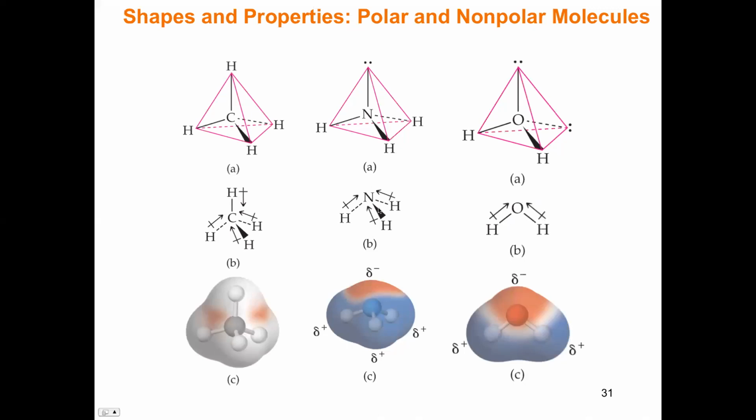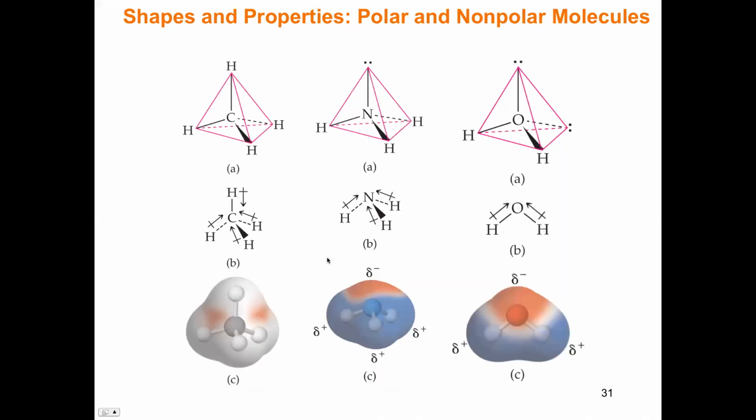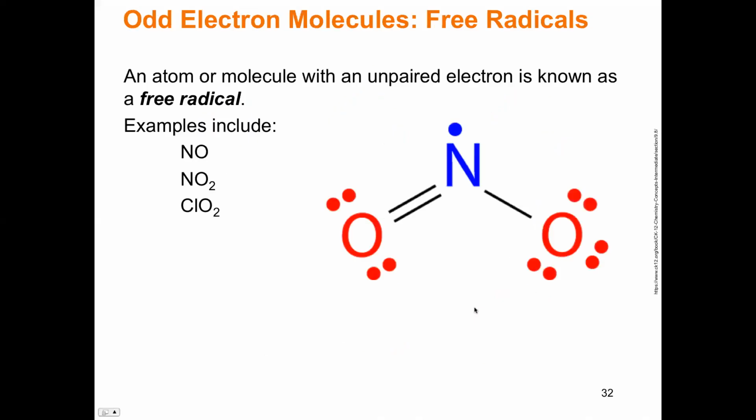I can't really remember what this one's called. Where's my one lone pair? Here it is, trigonal pyramid. That's the one that was in my head, but I wanted to check. So you've got your trigonal pyramid, all right? So here's your lone pair, all right? So that will have an overall effect.